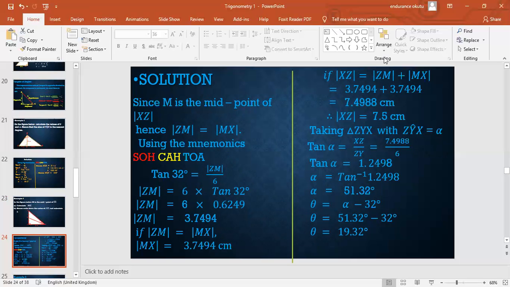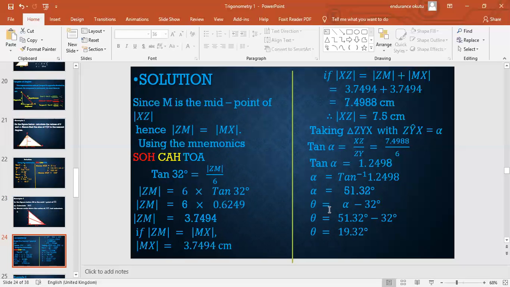Now we have 7.4948, which is the vertical distance XM, over the horizontal distance, which is 6. When we divide, we have 1.2498. So to find the value of alpha, we take the tan inverse of 1.2498, which gives us alpha is equal to 51.32 degrees.